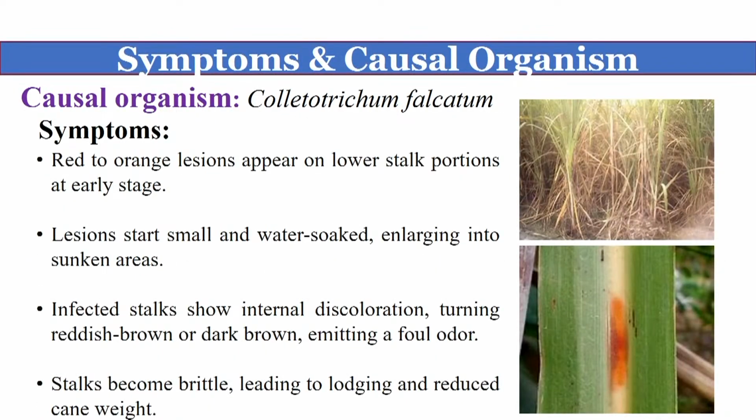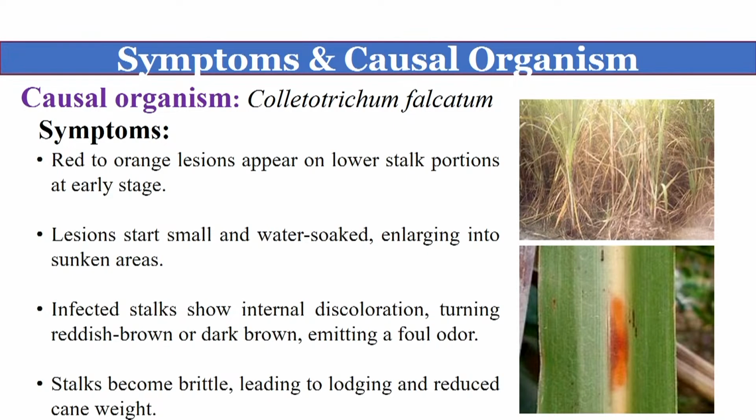Dear learners, the symptoms are very easy to identify. The causal organism is a fungal pathogen, Colletotrichum falcatum. Colletotrichum falcatum is the fungal pathogen responsible for red rot disease in sugarcane, and the symptoms are red to orange lesions that appear on the lower stalk portion at an early stage.